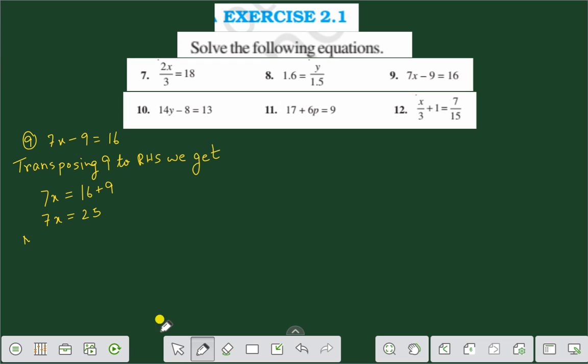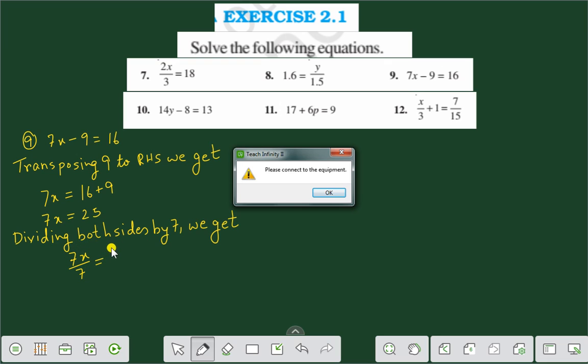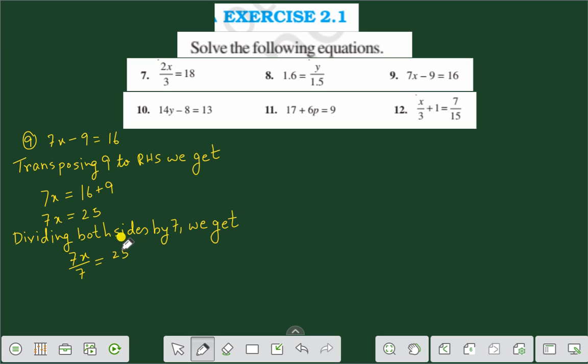Dividing both sides by 7, we get 7x by 7 is equal to 25 by 7, or x can be written as 25 by 7, and that is the answer of question number 9.